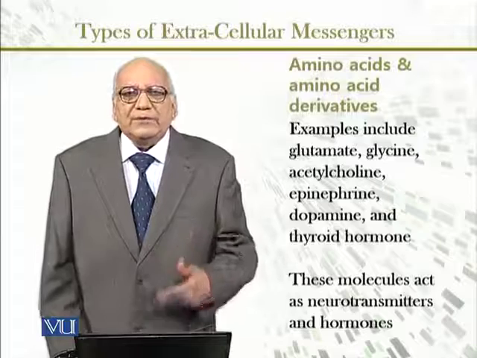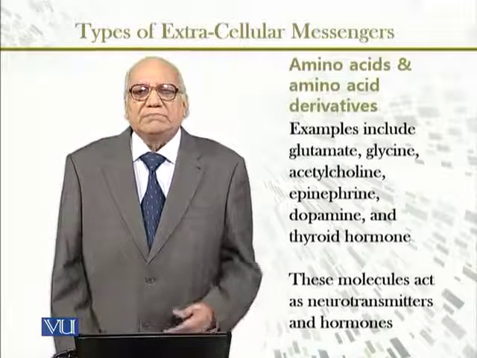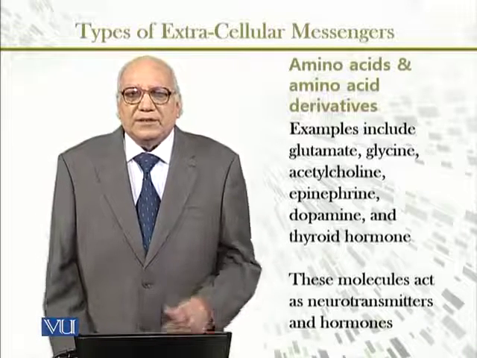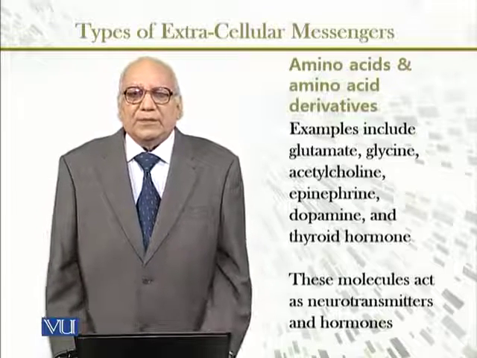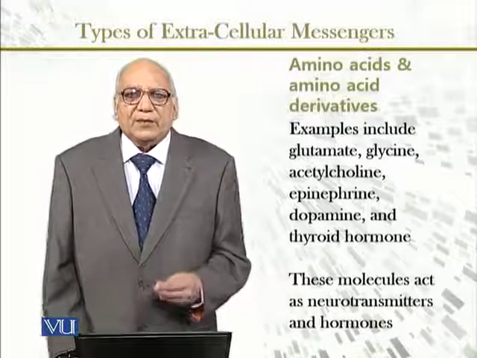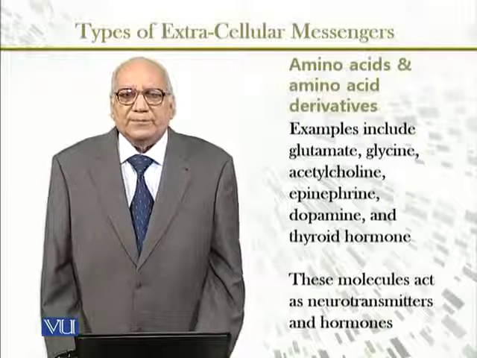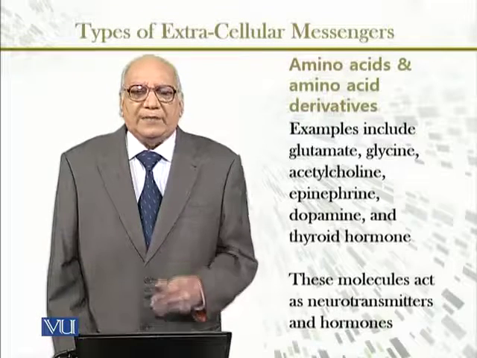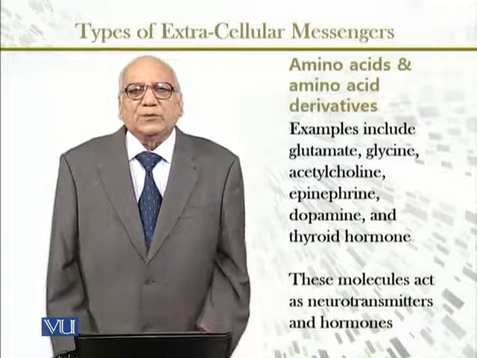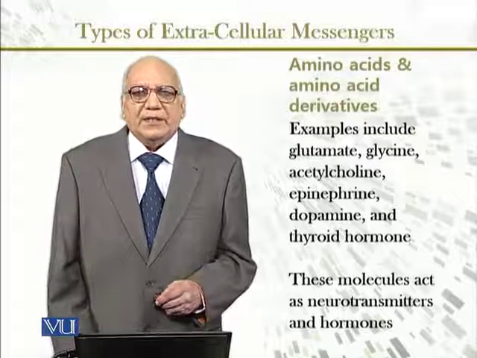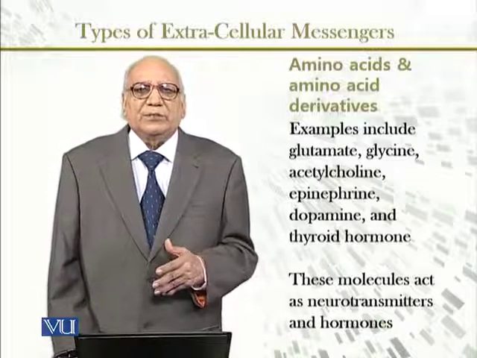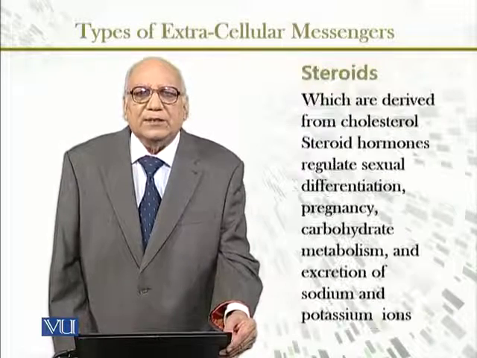Now, what are amino acid derivatives? Their examples include glutamate, glycine, acetylcholine, epinephrine, dopamine, and the thyroid hormones. Hormones, some of them, are also small molecules. And these molecules act as neurotransmitters and hormones to control the cells. They are the controlling and communicating devices which the cell uses quite often.